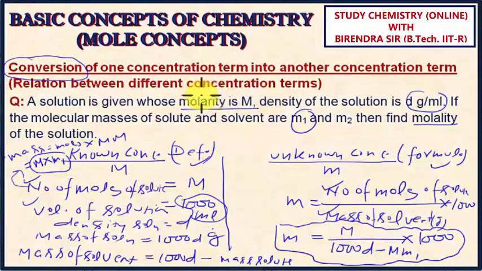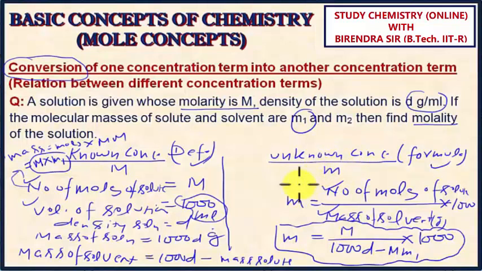Whenever one concentration is given and another concentration is asked, we can use the conversion method. In the conversion method, on the left hand side of this vertical line we write the known concentration, and on the right hand side of this vertical line we write the unknown concentration. To save time, for the known concentration we use the definition, for the unknown concentration we use the formula. Here molarity was the known concentration and molality was the unknown concentration.